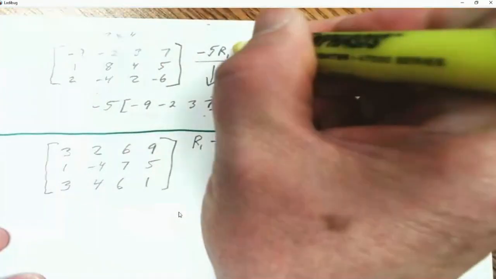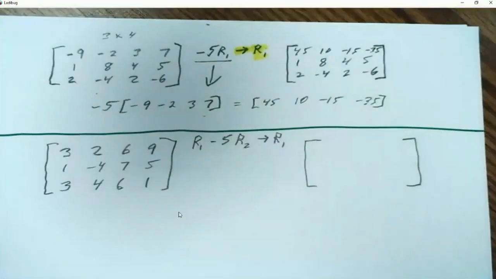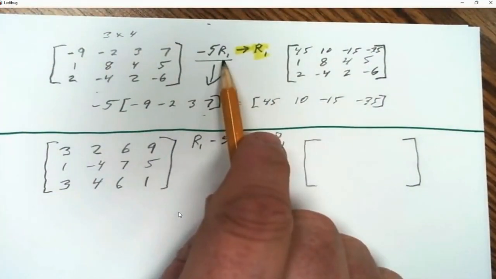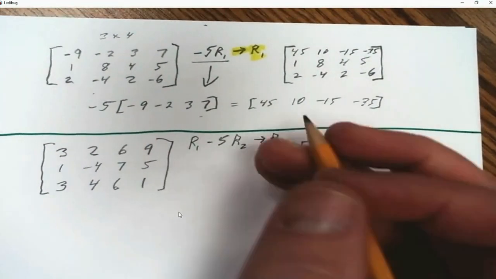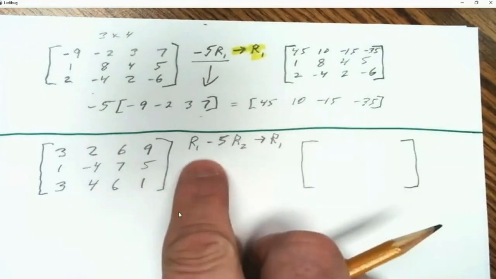Like once we do that, what do we do with it? Well, replace R1, the first row. Replace the first row with this. That's the answer. Let's do another one. Here's another type of one that you might have had. It randomizes different problems for different people.